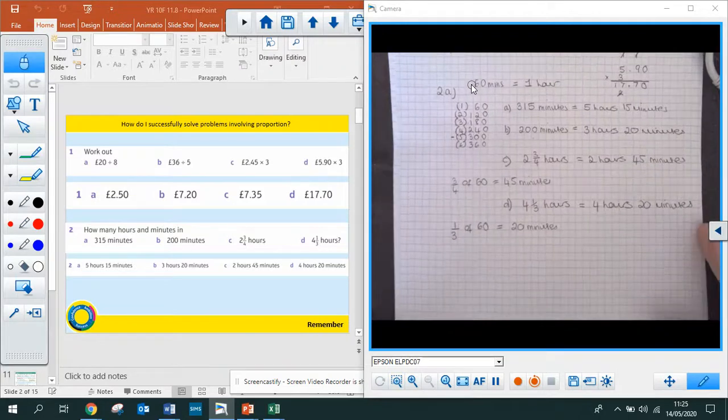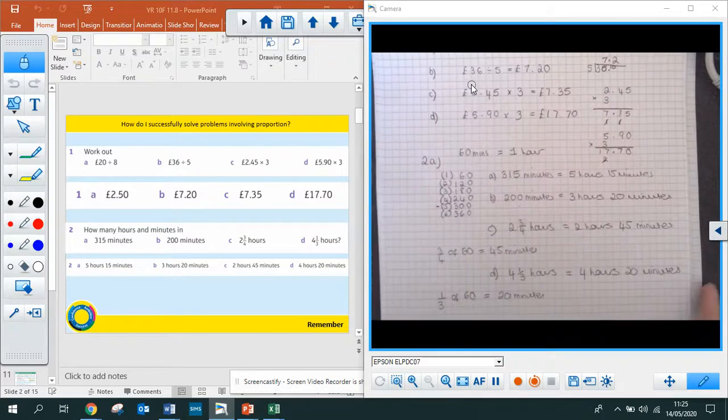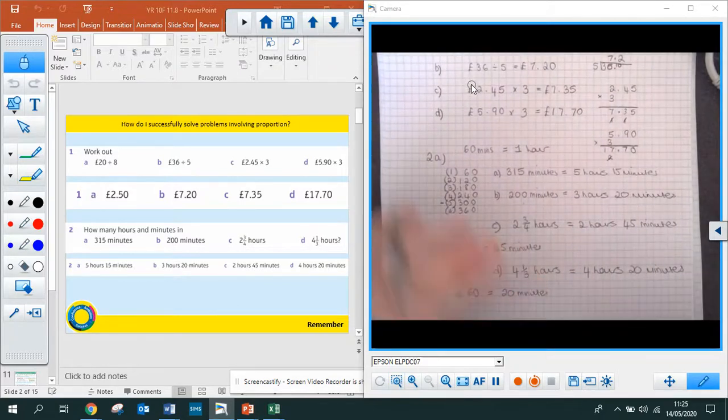Okay, and that's the end of your remember task. Well done if you got those correctly. If not, please make sure you do have a go back over my solutions until you understand fully what you had to do there and what was required.